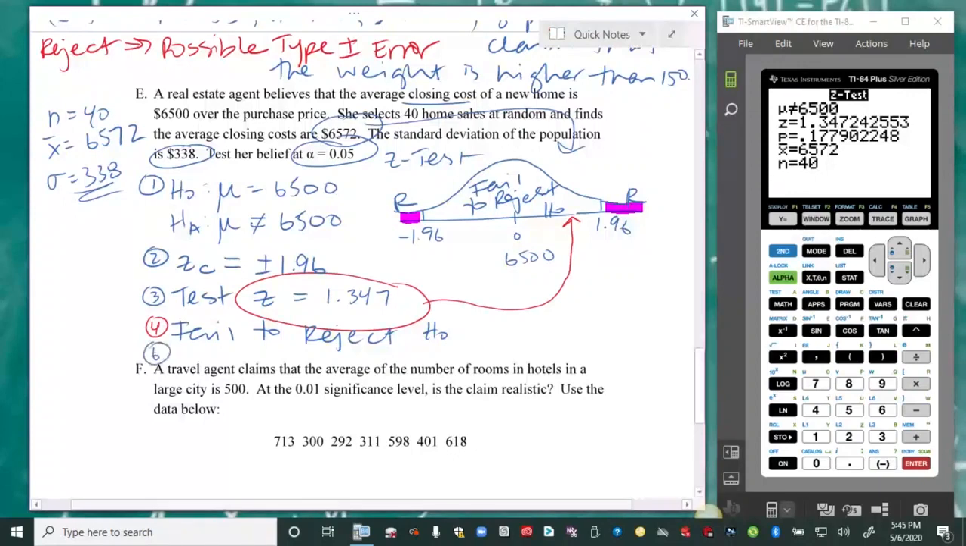Number 6, we're testing her claim or her belief. So we do support her claim. I would write more, but I'm going to run out of room here. We support her claim. I'm just going to say the rest: that the average closing costs are $6,500.